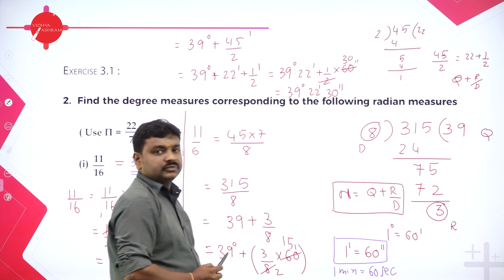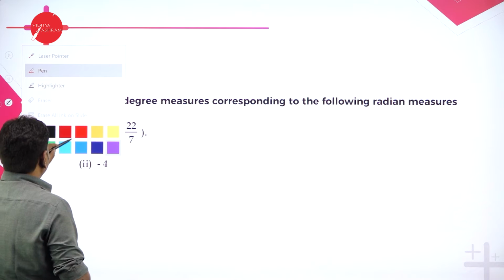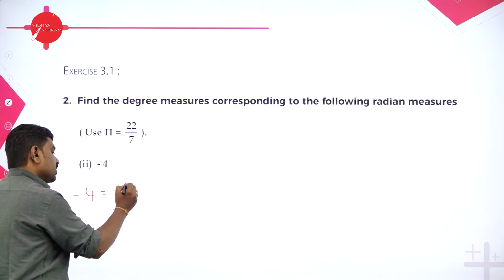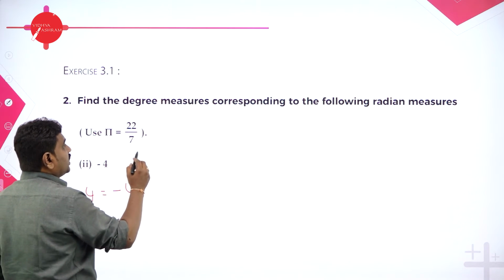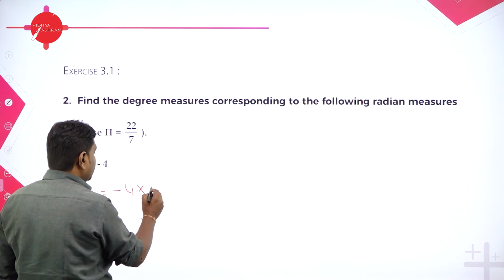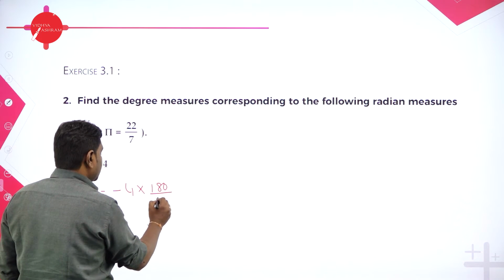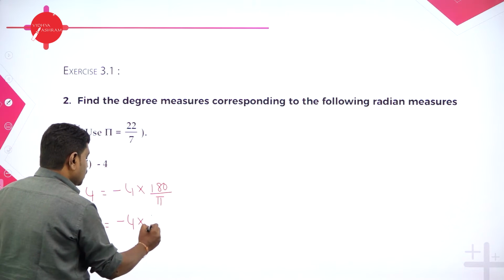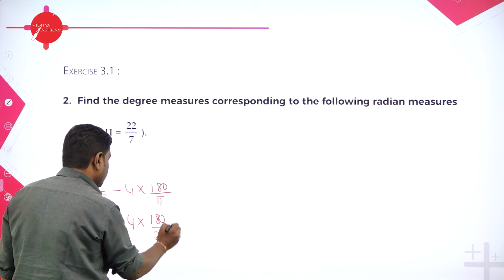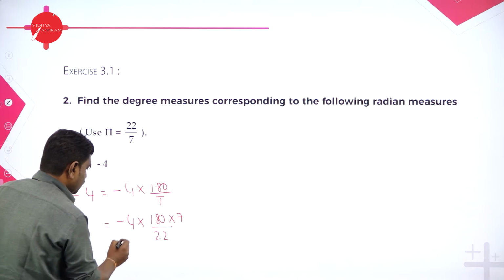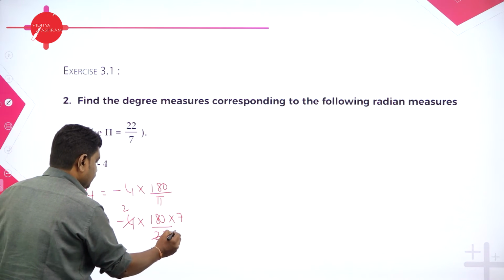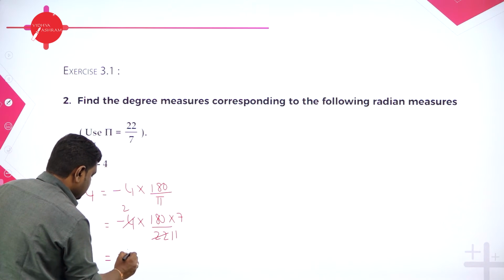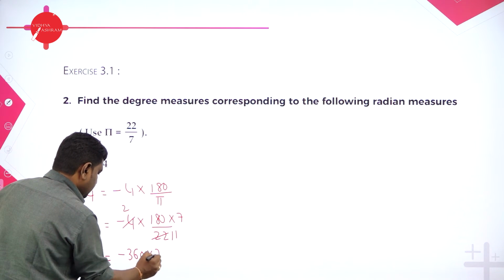Most important. Further, we have minus 4 radian. Can I write it as minus 4 into, how to convert radian to degree? 180 divided by pi. Again they told us to take pi as 22 by 7. So minus 4 into 180 divided by 22 by 7, I'll write it out. So now 2 2s are 4, 2 11s are 22. So no other number is divisible. So now multiply, 180 2s are 360 into 7 divided by 11.